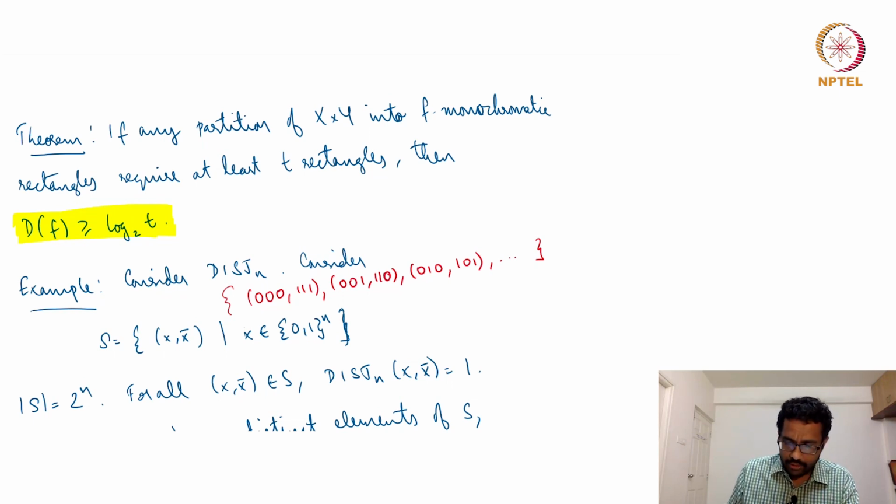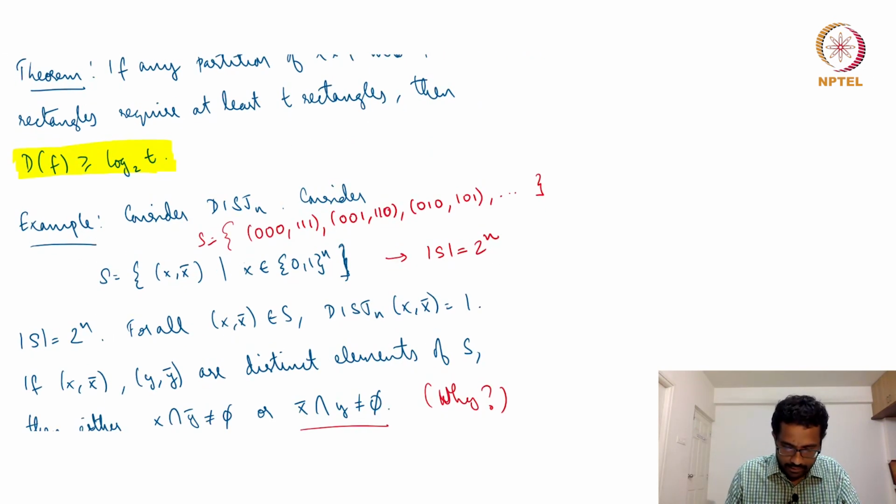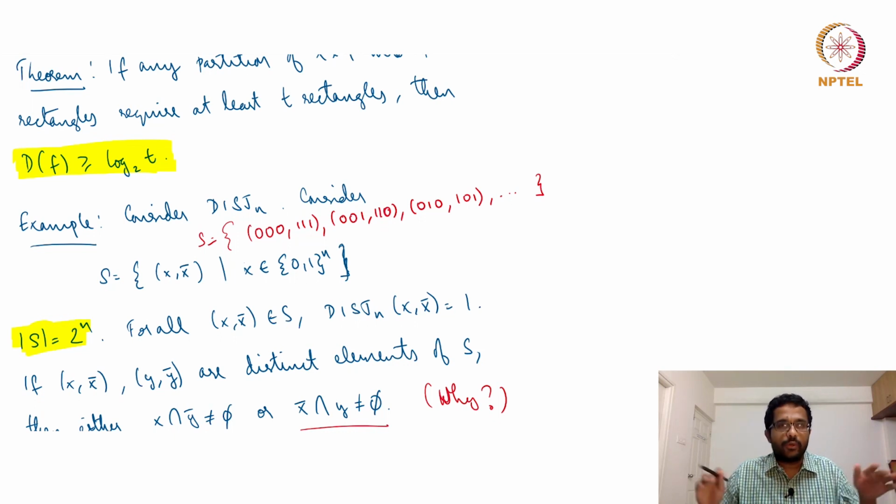Now the claim is, how many elements are there in this set, which is called S? S has 2 power n elements, because I take 2 power n possible strings X, and for each possible string X there is just one possible complement string. I have written here already, S is of size 2 power n, right? And the claim is that each of these pairs must go to distinct leaves. You cannot have 2 of these pairs come to the same leaf.